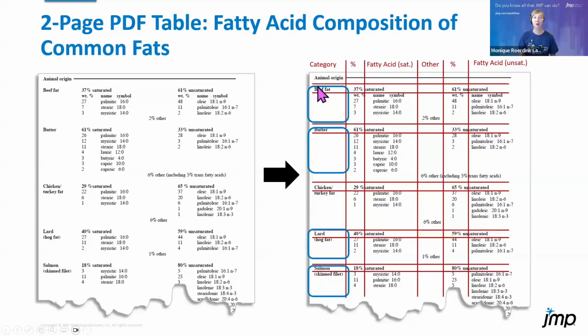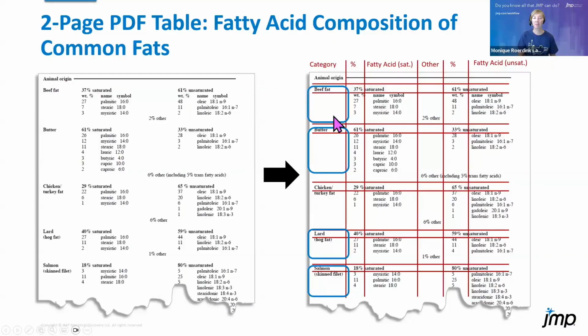For example, we don't have column headers really. So this first column is really category. Then we have a column with percentages, another column with percentages here. We have 2 columns here that list fatty acids. One lists saturated and the other unsaturated. And then we have this other column here as well.